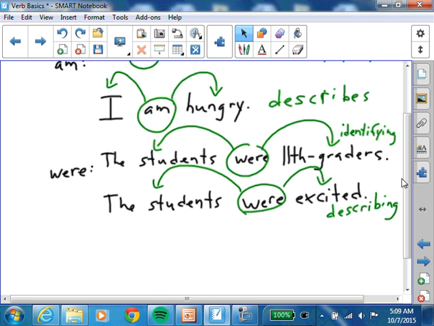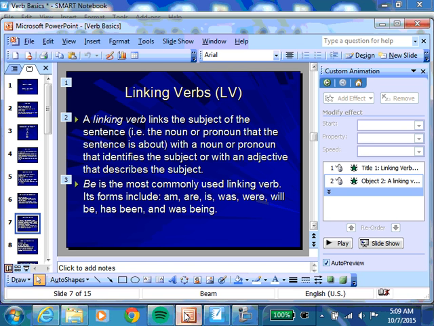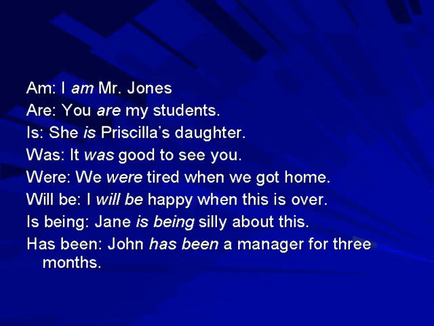Now, if we go back to our PowerPoint presentation, and if we look at the next slide, we see a bunch of examples here. These are all examples of linking verb sentences with the be verb. I am Mr. Jones. You are my student. She is Priscilla's daughter. It was good to see you. We were tired when we got home. I will be happy when this is over. Jane is being silly about this. John has been a manager for 3 months.